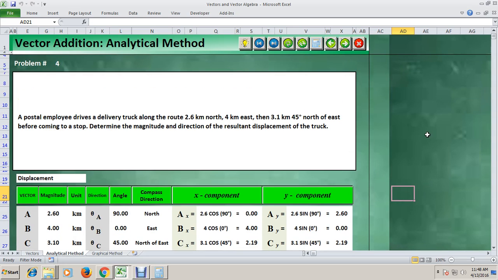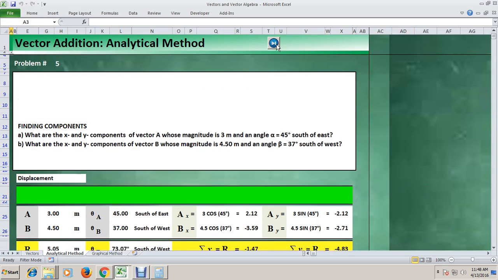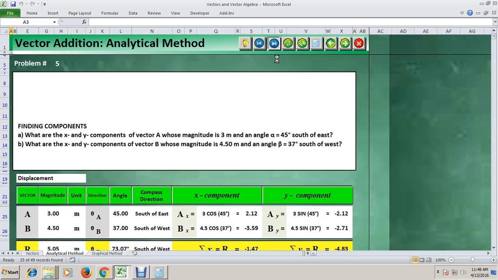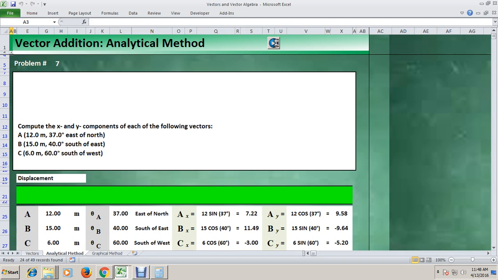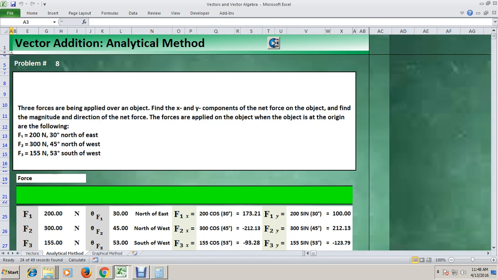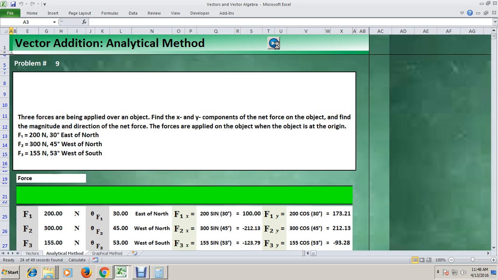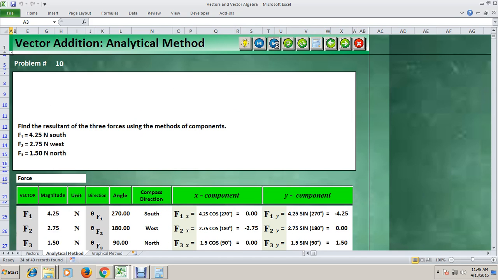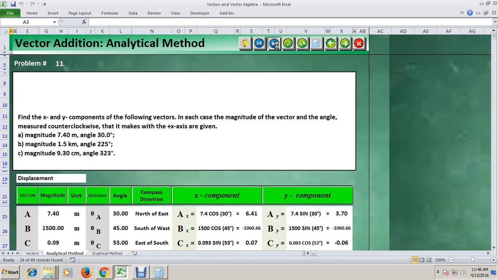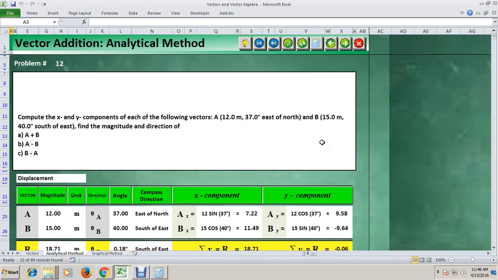Okay, so let's proceed with another problem. Let's try to have this problem. This is problem number 12. I have skipped a few problems. I'll be giving some of those problems to you as an exercise, but that would be later on. Okay, so let's have this as a final example.